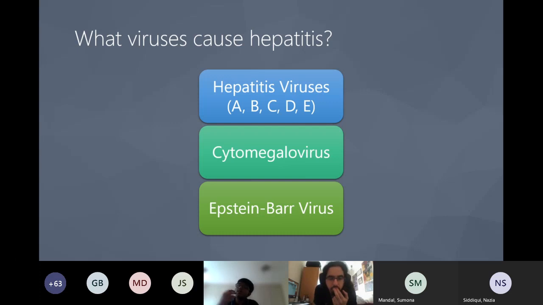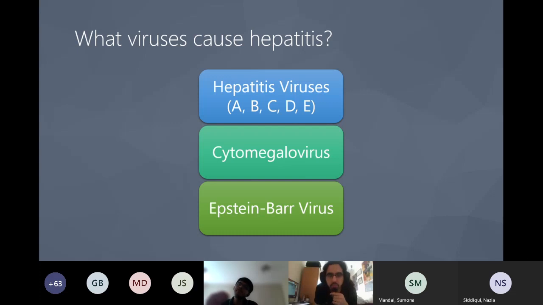Which hepatitis is the chronic one that we're concerned about? Or which ones, rather, because there's two of them. Yeah. So B and C are the two that have this chronic phase. I'm not going to cover hepatitis serology today, but hepatitis B serology is really important and they love examining it.